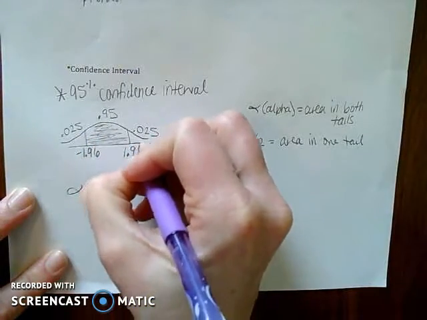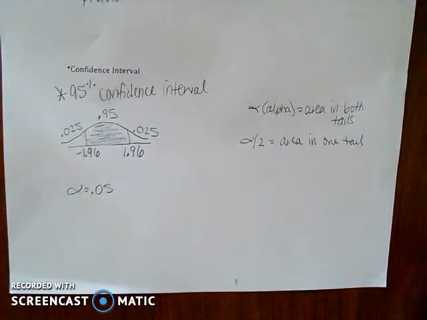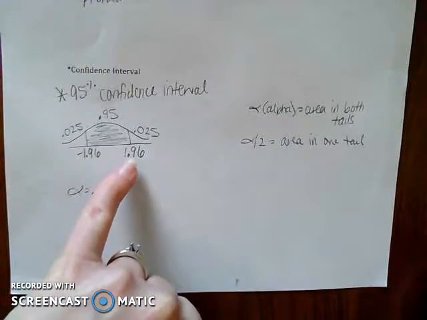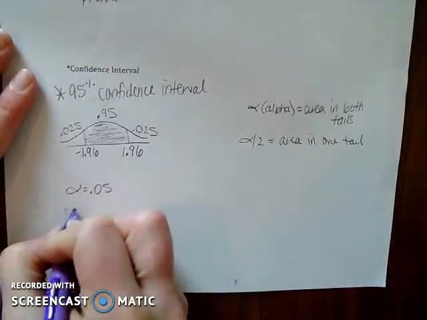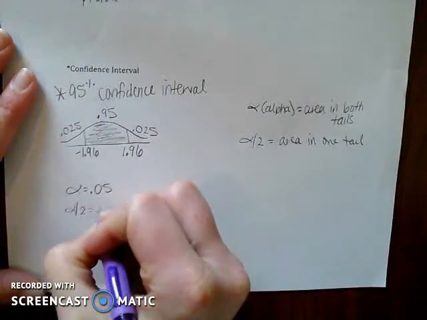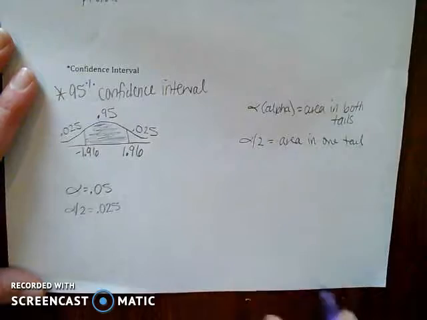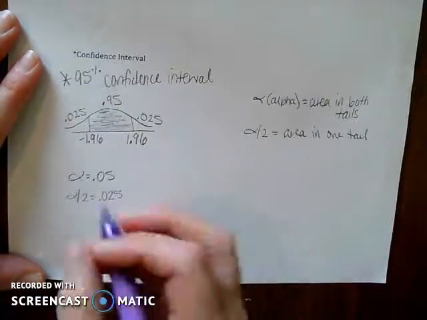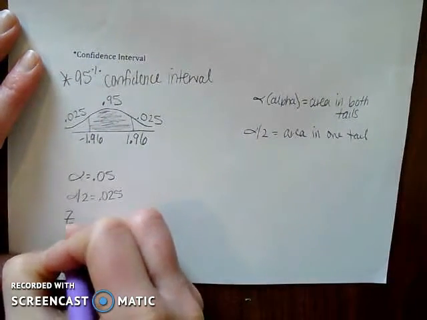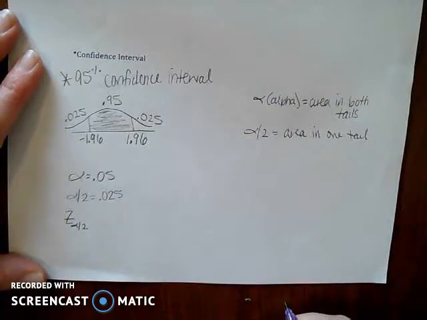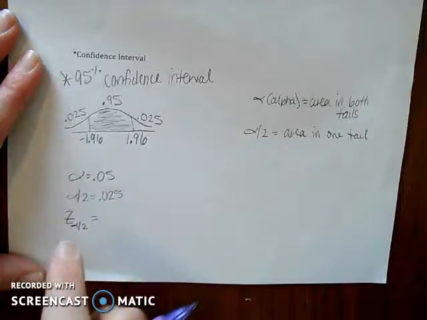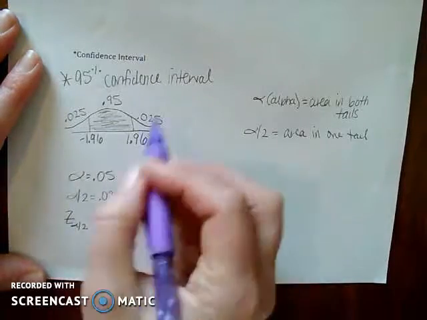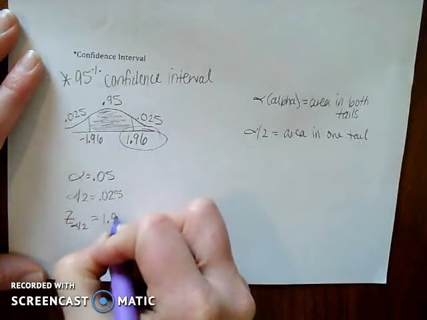That means this one's positive 1.96. So the nice part is as soon as you find the negative one, you know the other one is just the opposite of that. Okay, so alpha over 2 is 0.025. And the formula that you're going to see on the next page looks like this: z of alpha over 2. So you draw this whole picture because we need to know what z of alpha over 2 is. That's going to be this one, 1.96.